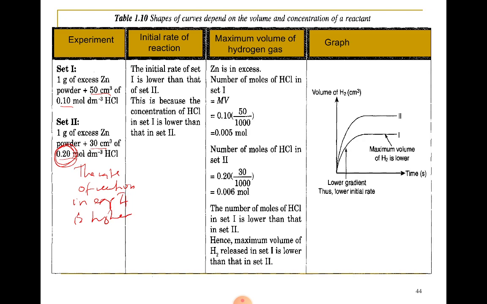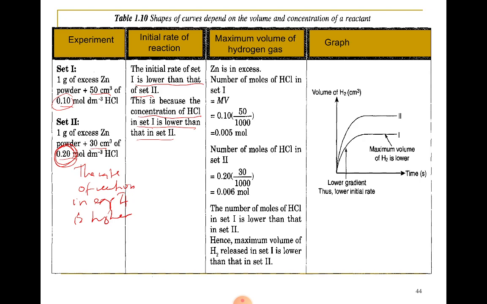Okay, so the initial rate of reaction in set 1 is lower than set 2. Experiment 1 lower lah sebab dia 0.1 kan. This is because the concentration of HCl in set 1 is lower than set 2. Okay, zinc is in excess. Okay, zinc is in excess.